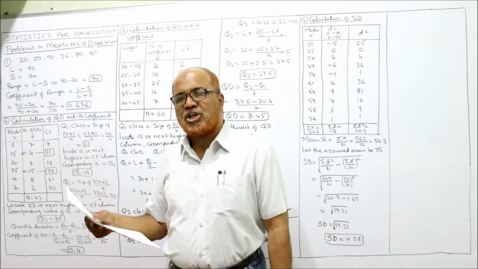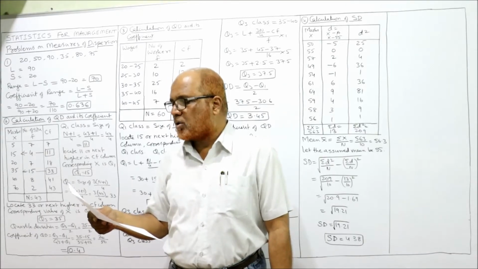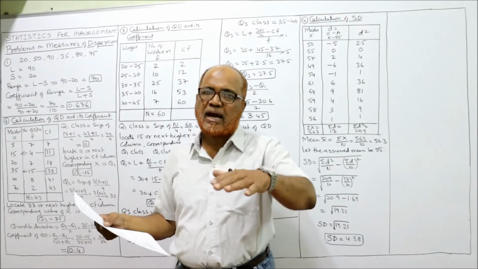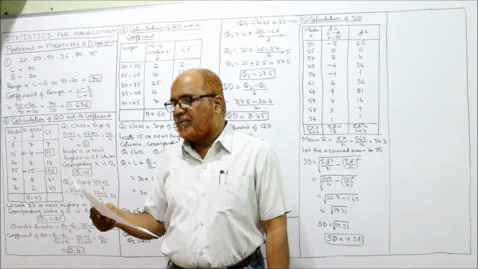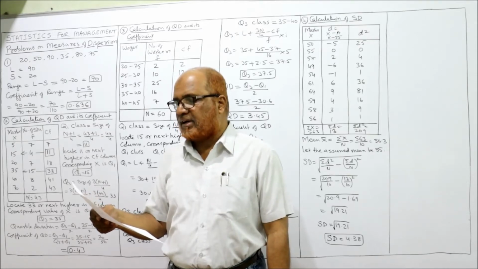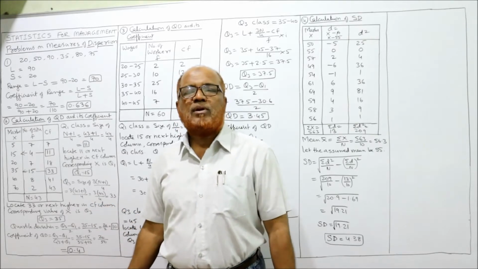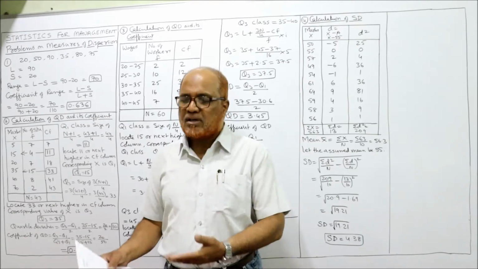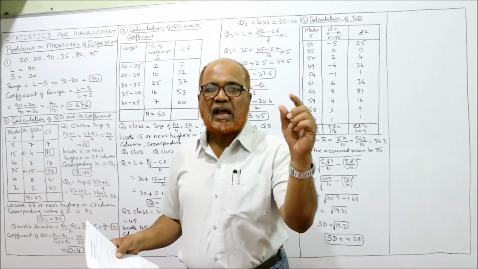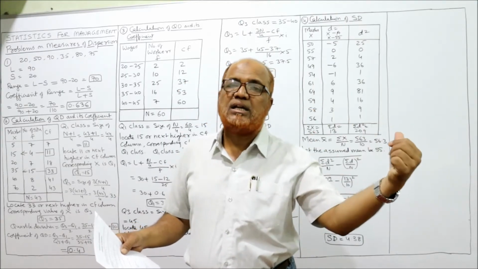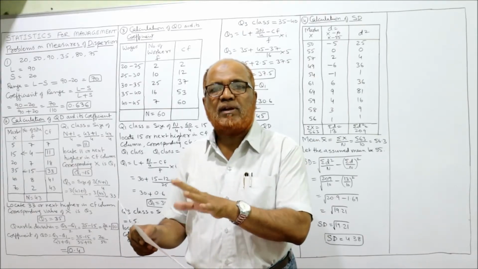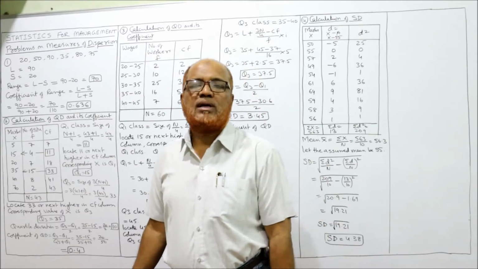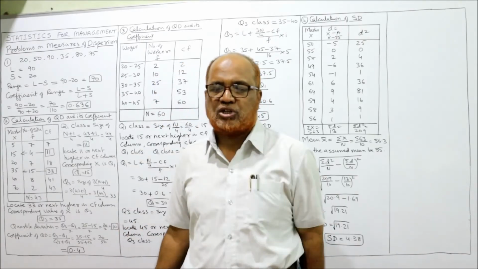Compute the quartile deviation, QD, from the following data and also compute the coefficient of quartile deviation. Both we have to calculate, QD and coefficient. Marks are given: 15, 20, 35, 45, 70 and number of students. When the number of students is given, it is a discrete series because class intervals are not given. If a class interval is given, then it would be a continuous series. But with no class interval, it's a discrete series. So, marks and number of students. We have to calculate the quartile deviation and coefficient.